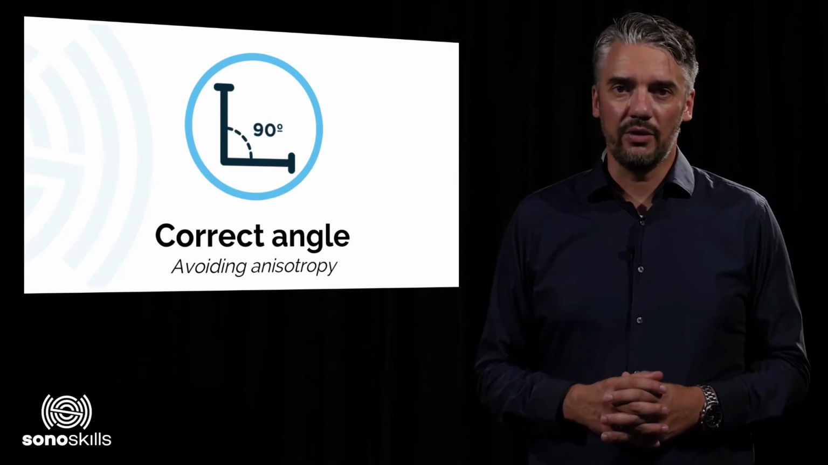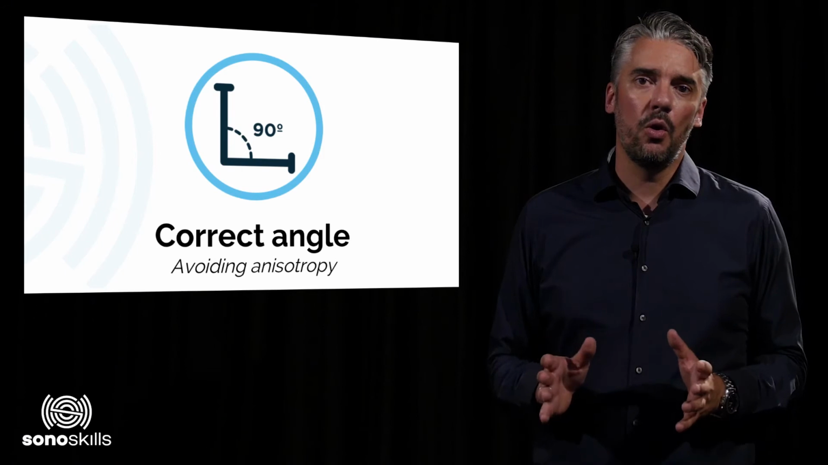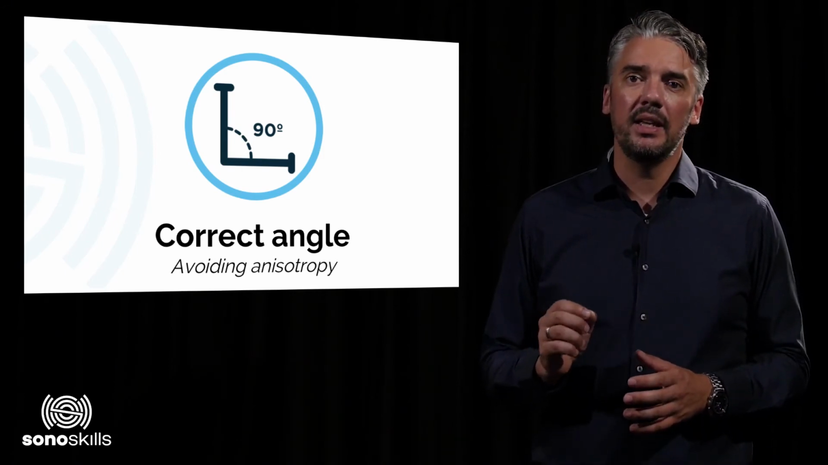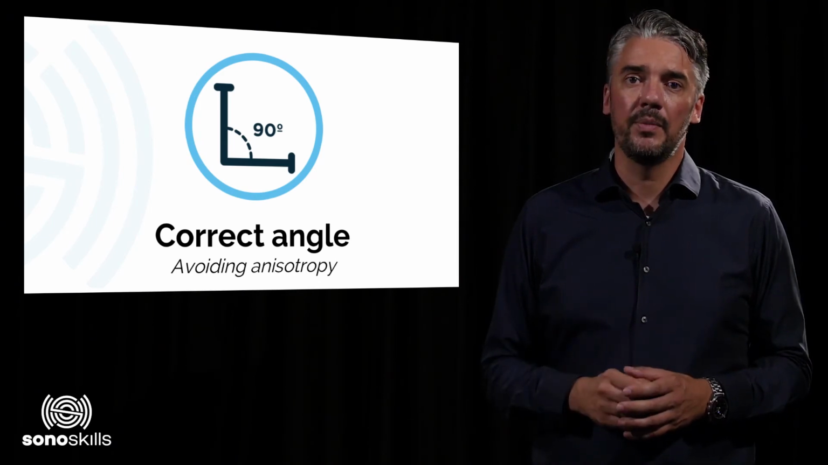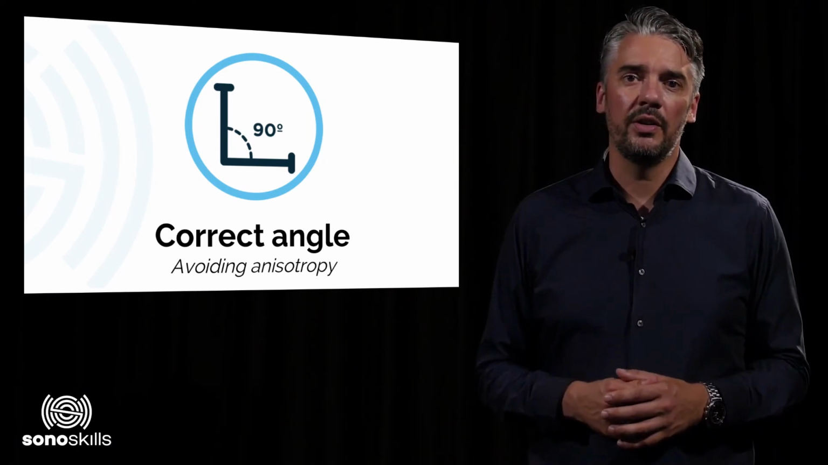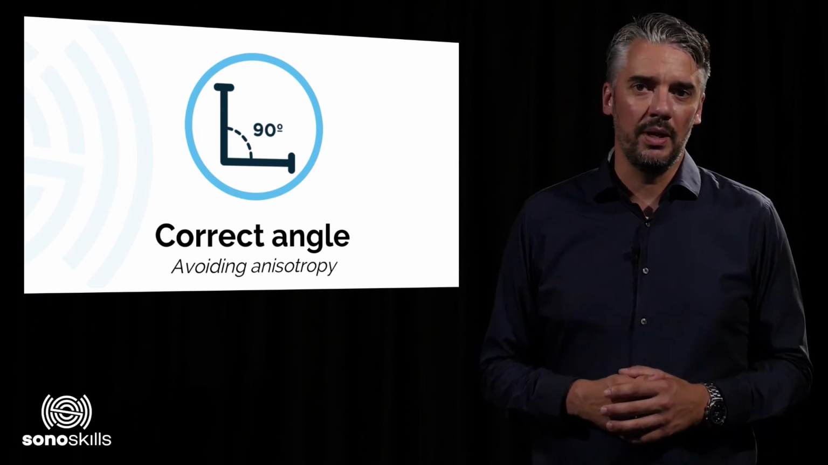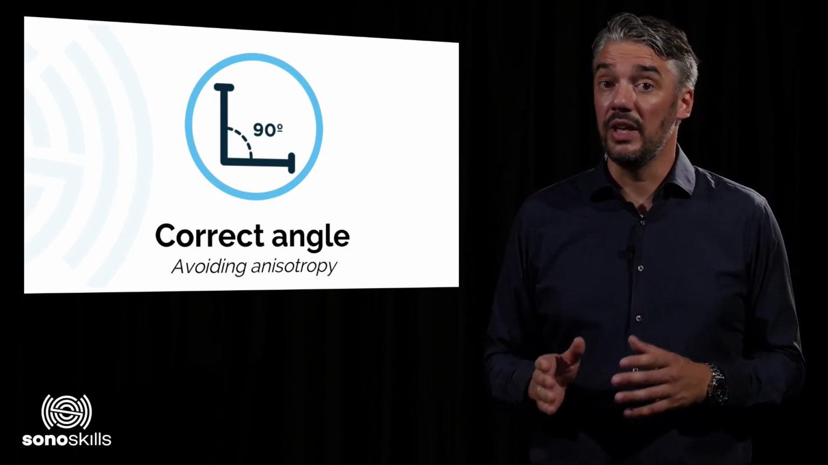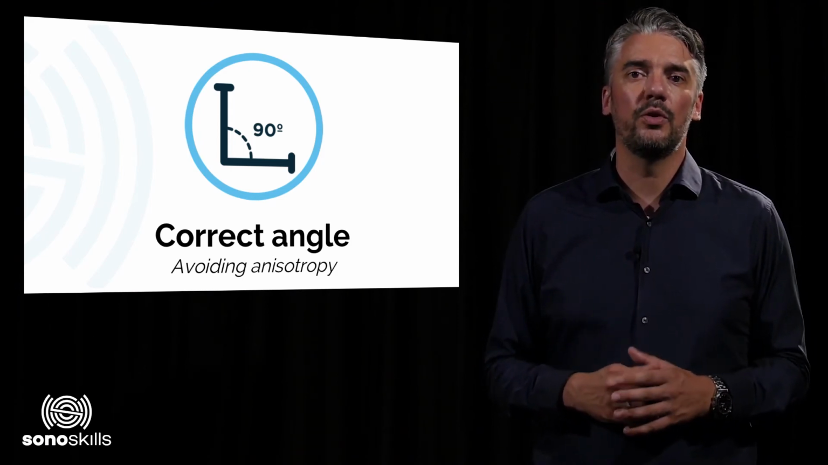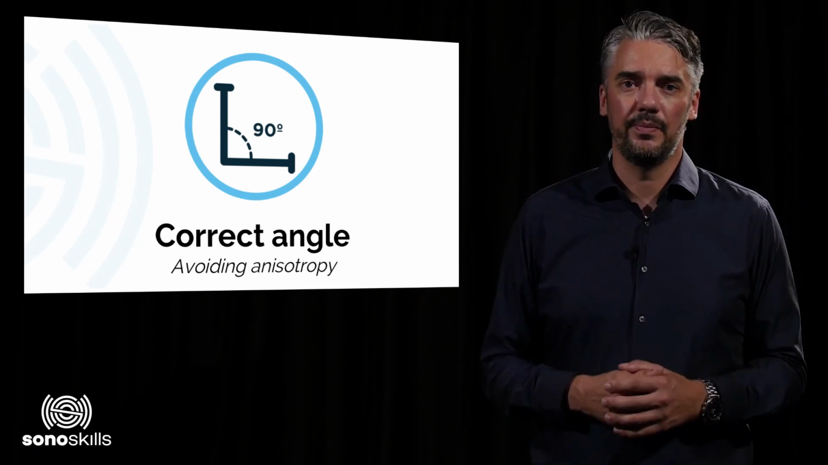Scanning with the correct transducer angle is probably the most important thing of the whole 3x4 scanning quality checklist. Scanning needs to be done perpendicularly, under a 90-degree angle. This is important to avoid the artifact anisotropy. In case of anisotropy, there will be, due to the incorrect angle of incidence, a smaller return of sound waves to the transducer, which results in decreased clarity of the image.